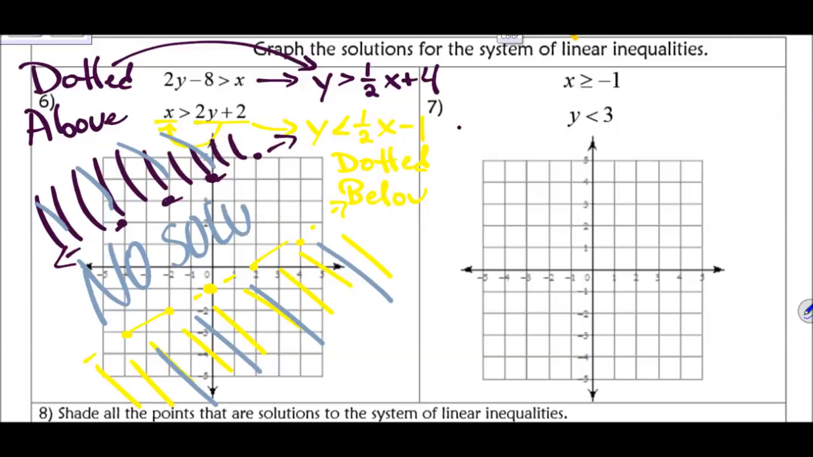No solution. There is no intersection between these.